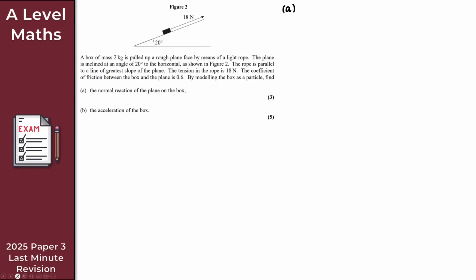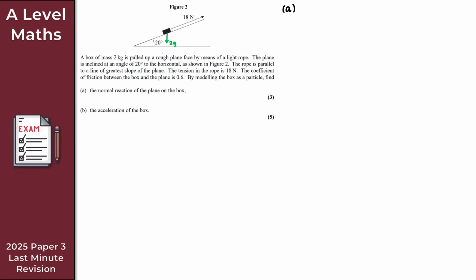So I'll do this in a different color here. Let's do it in green. So what forces can we add to our diagram here? So I've got the weight force here. That acts vertically downwards, right? Like so. So the mass here is 2 kg, so that's 2g. Like so. What else can we add here?